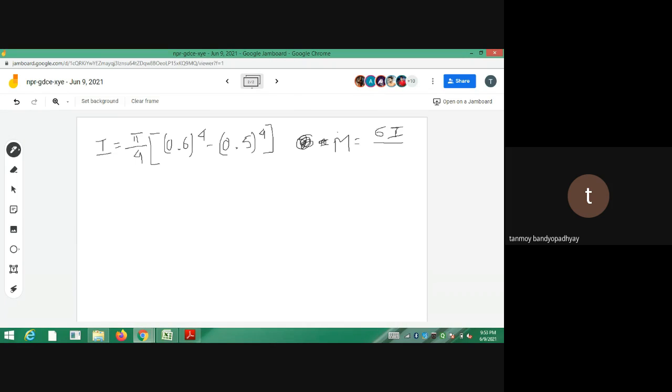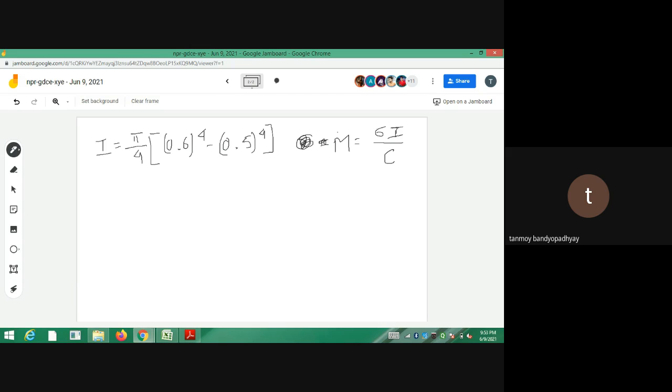C is the distance of the farthest fiber from the neutral plane. The farthest fiber from the neutral plane in this case is the outer radius of the circle. So we have to put Y max. Either you can write it as Y max or C. In the book they have written it as C.